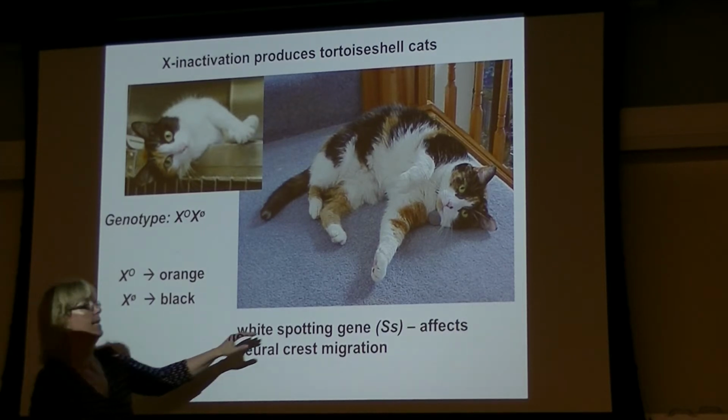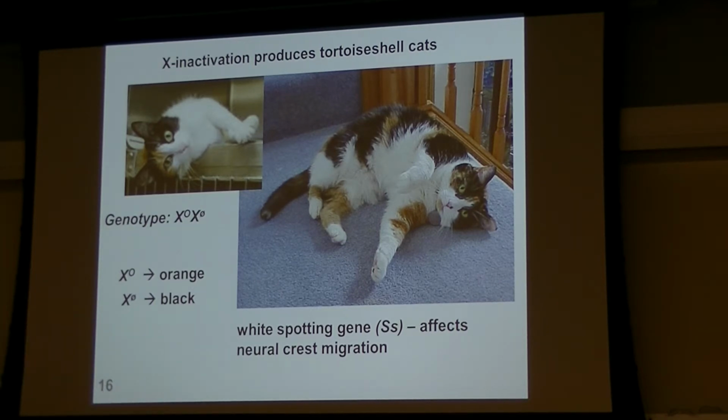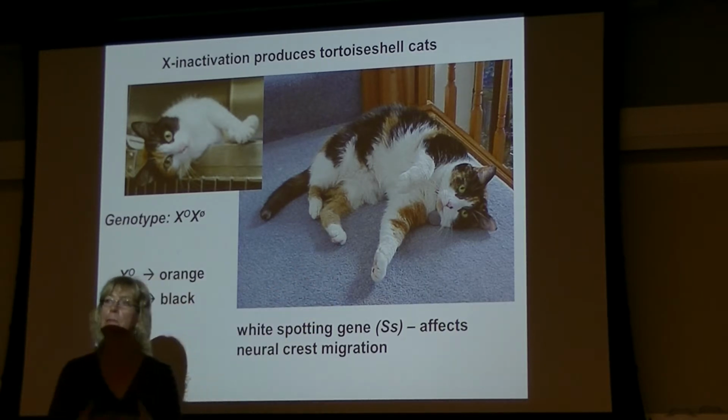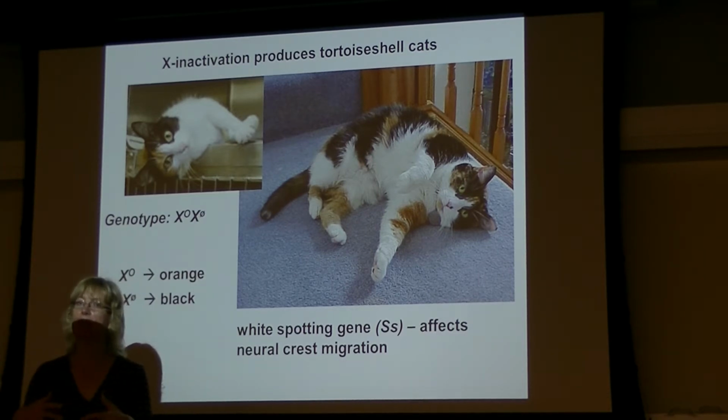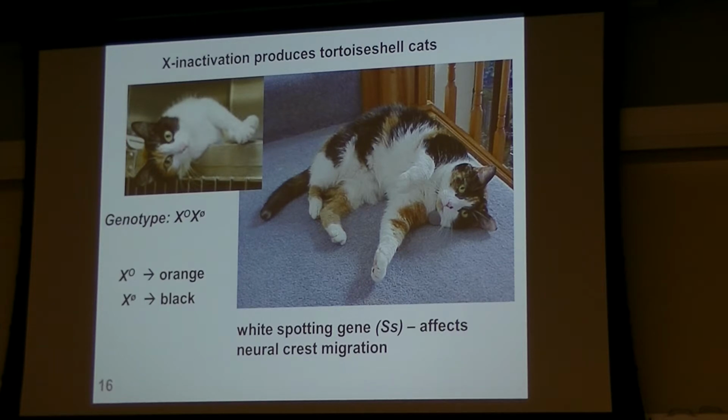This is often combined with another gene called the white spotting gene, and that's influencing the migration of the neural crest cells. So a lot of cats have white paws and white ventral because the neural crest cells didn't migrate and you don't get melanocytes forming. But then over and above that, they have this X inactivation going on that will give you black patches or orange patches.